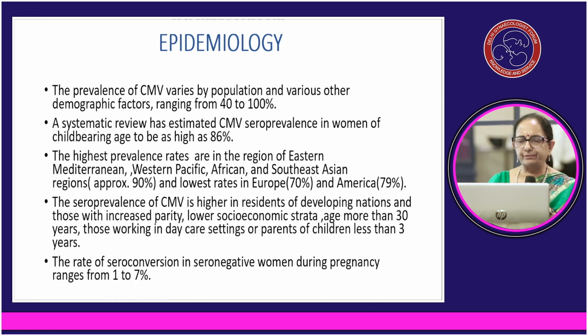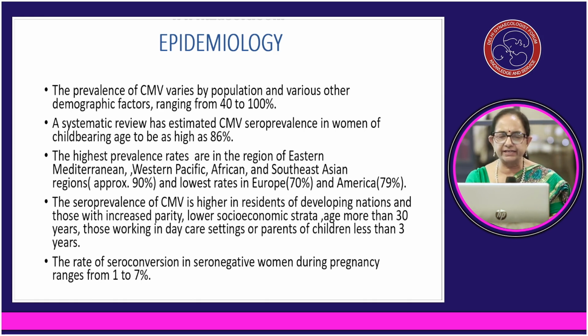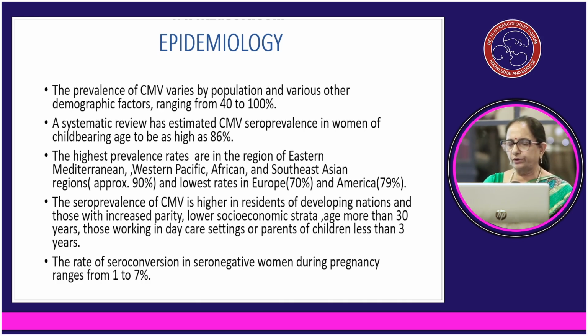The prevalence of CMV varies by population and various other demographic factors, ranging from 40 to 100%. A systematic review has estimated CMV seroprevalence in women of childbearing age to be as high as 86%. The highest prevalence rates are in the regions of Eastern Mediterranean, Western Pacific, African and Southeast Asian regions, approximately 90%, and the lowest rates in Europe, 70%, and America, 79%.